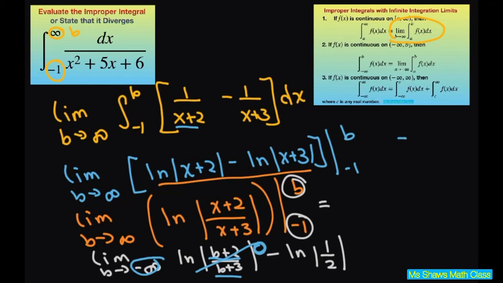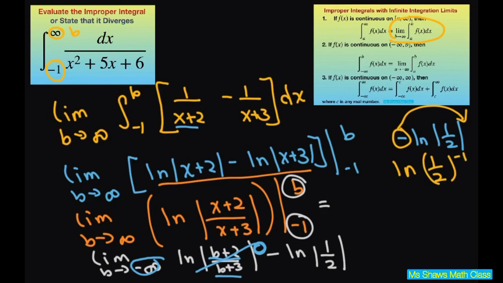So our answer is negative ln of 1 half. We can use our power property for logs and move that up and write this as ln of 1 half to the negative 1 power. And using negative exponents, we can get rid of the negative exponent and write this as ln of 2. So this is your final answer.